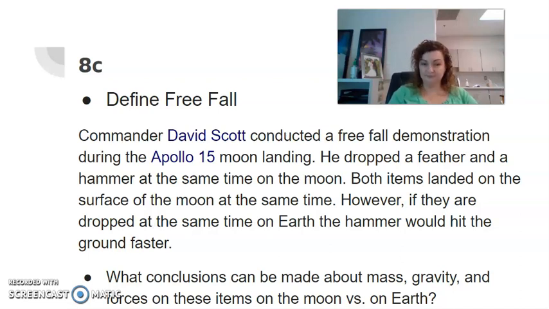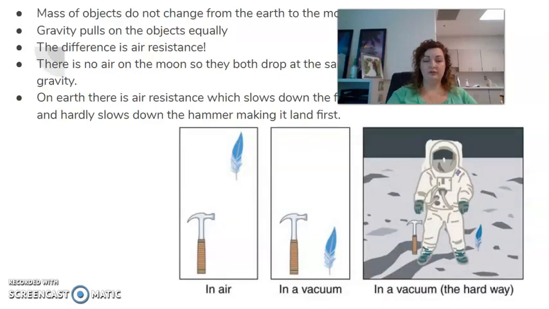However, if they were dropped at the same time on the Earth, the hammer would hit the ground faster, right? So this sounds really confusing if you're thinking about it. So what conclusions can be made here about mass, gravity, and the forces of these items on the moon versus on the Earth? So here's a picture of this scenario.